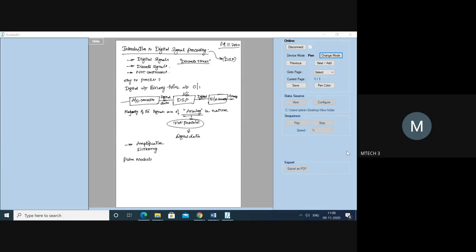Please make a note of this. Under digital signal processing, we'll try to understand what pulse modulation is. Pulse modulation is a process of changing continuous time signals into a sequence of pulses. Changing the continuous time signal into a sequence of pulses is called pulse modulation.